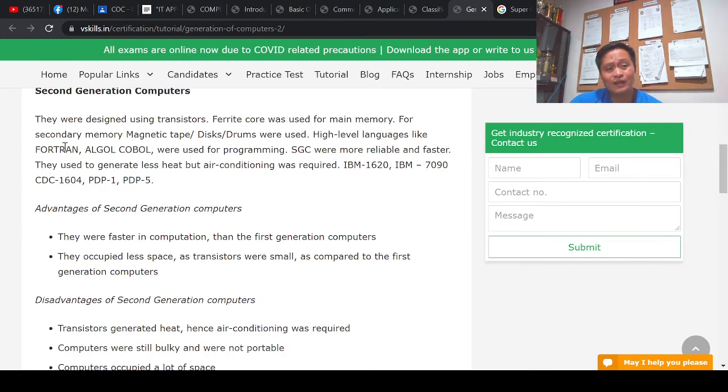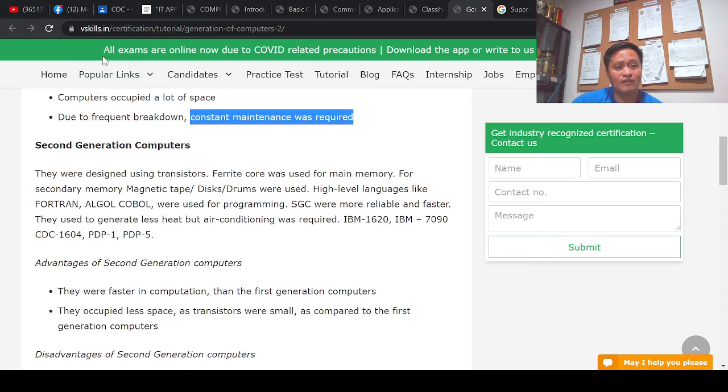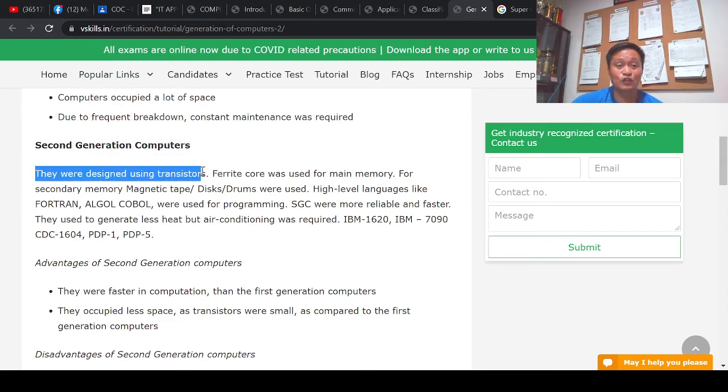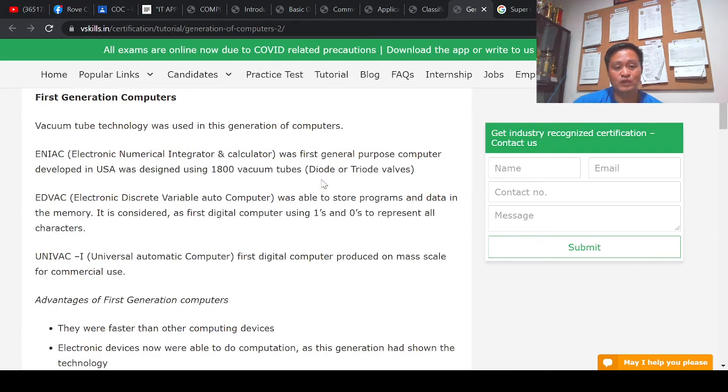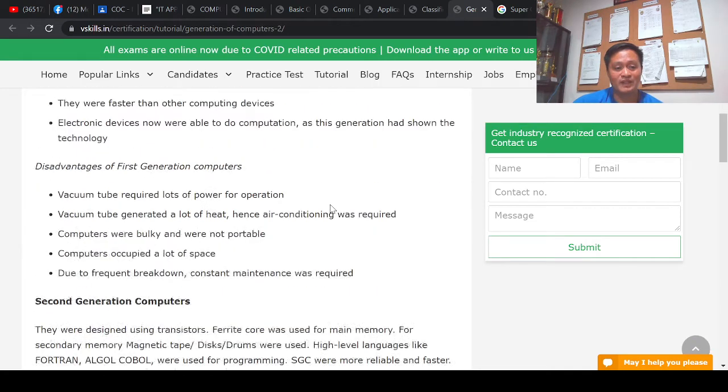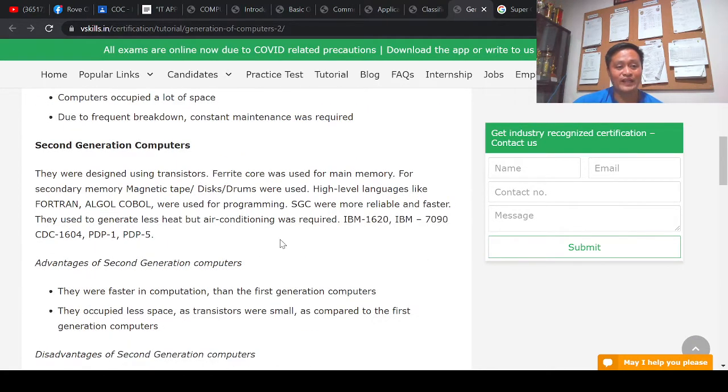Now, according to vSkills.in, they were designed using transistors. So before, in the first generation computers, we did use diode and triode, but in here we are now trying to use transistors. So the computers in here are smaller than the first generation. And for secondary memory, we did use magnetic tape, disk, or drums.